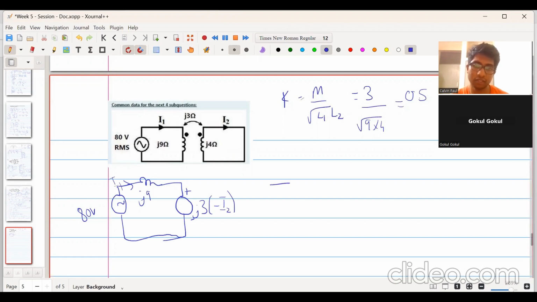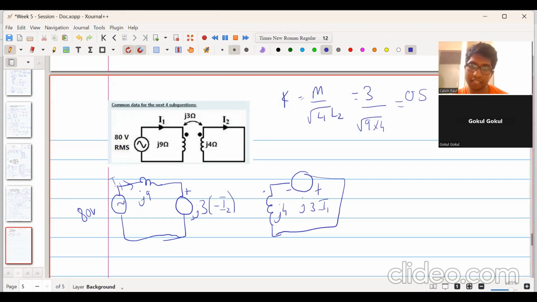Similarly, for the other one, it is j4 with the dot over here, and over here it will be minus and plus. Positive over here, so plus. j into 3, and I1 is flowing in, so I1. So this will complete the circuit.